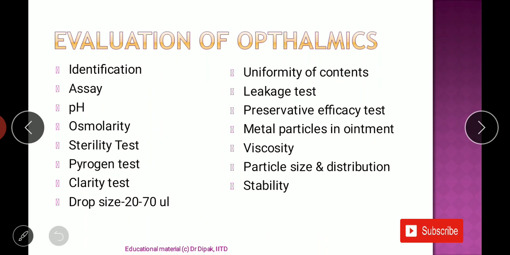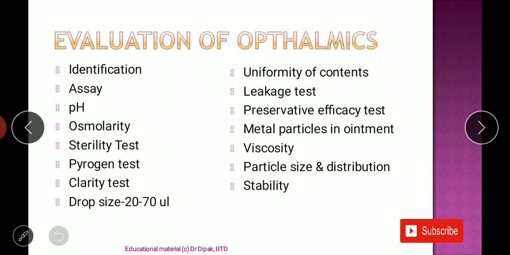The sterility can be checked by the membrane filtration or direct inoculation method. Pyrogen testing is done with either the rabbit test or the bacterial endotoxin test, that is the LAL test. The preparation must be free from pyrogens. Clarity is checked against a black and white background, and the preparation must be free from white and black colored particles. The drop size usually ranges from 20 to 70 microliters.